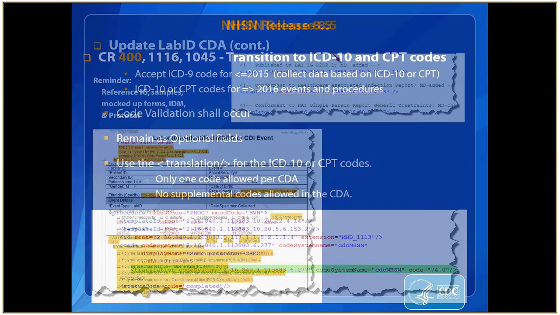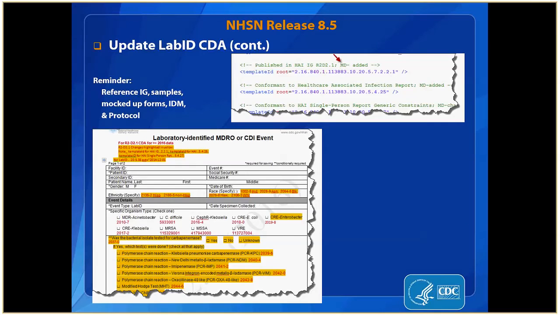Sorry about that. Let's see if we can go back up. You can look for my initials, MD, if you want to do a find, and it should take you to all, or most, if I captured them all, of the changes in the XML from the last version. Also as a reference, make sure you reference the IG, the samples, the mocked-up forms, the IDM, and also don't forget about the protocol. And here's an example of the mocked-up form. Anything in yellow is being added, which you'll see for this Lab ID, there's a lot of additions.